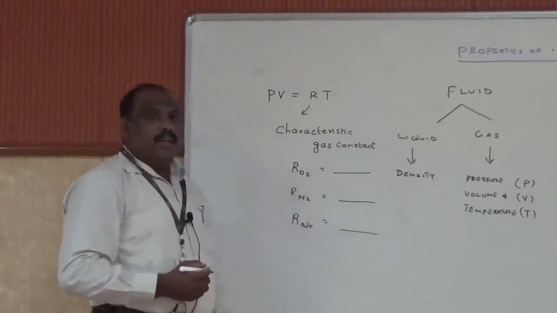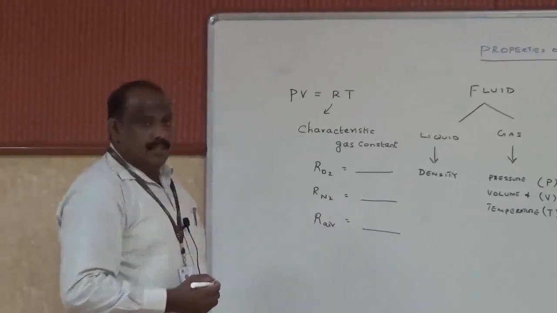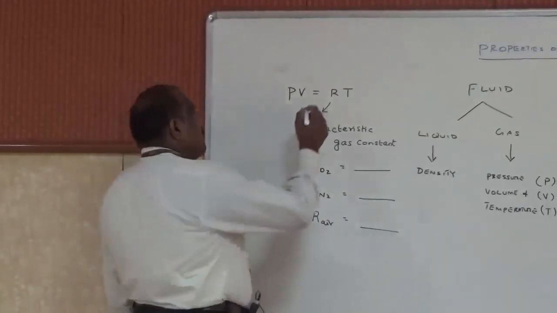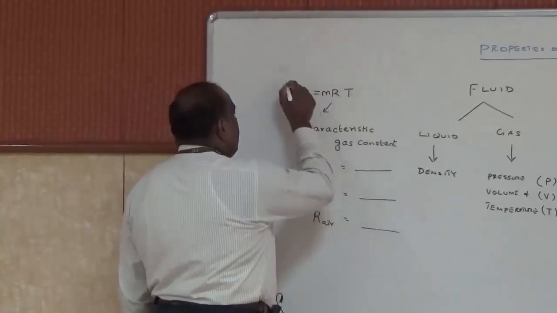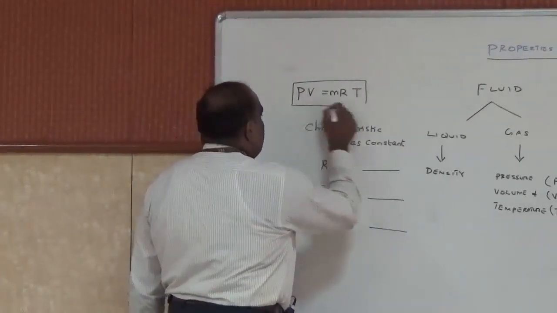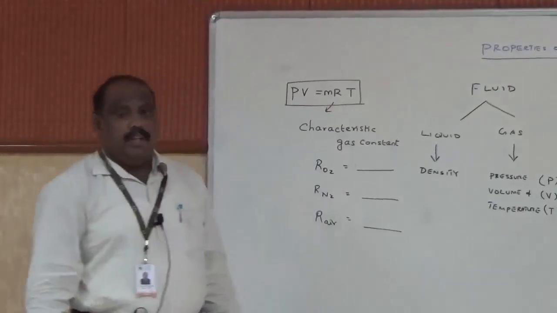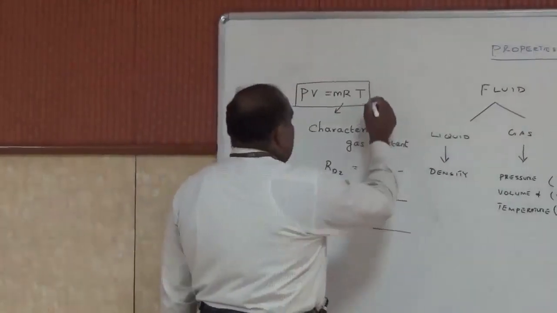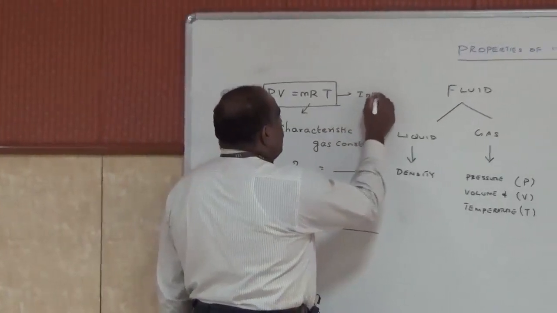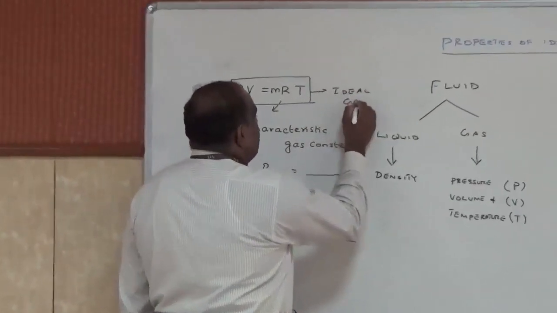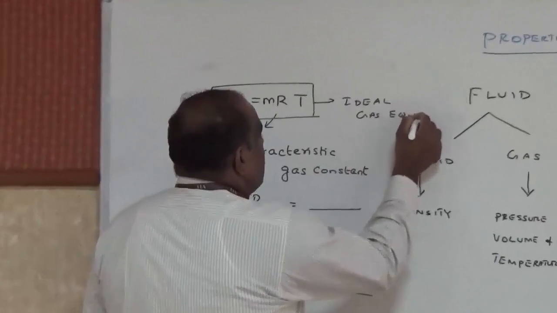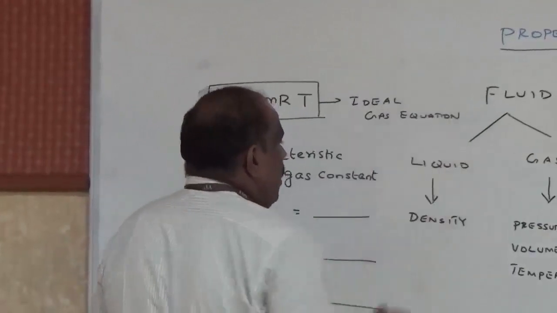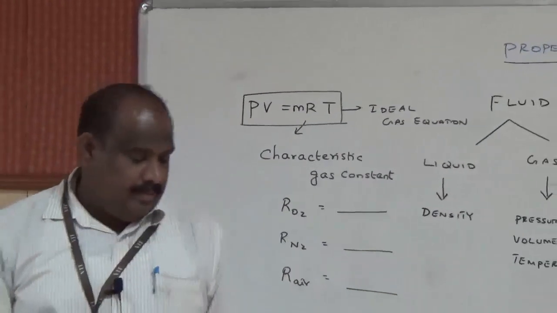And this equation has been given for unit mass. If it is for m mass, then the equation becomes PV equal to mRT, where m is the mass of the gas. This equation is called the ideal gas equation, which is derived from the concept of Boyle's law and Charles' law, applicable to an ideal gas.